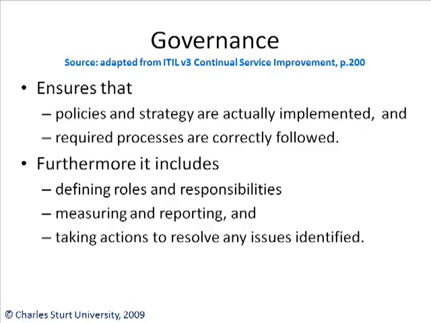Also, it includes measuring and reporting. We need to be able to process the data and information that comes out of the organization so we can actually make proper decisions. Again, if we're not on track, we want to make sure we're able to take actions to resolve any issues. For example, we need to be able to deal with complaints. We need to be able to deal with process deviations. That is what governance is all about.